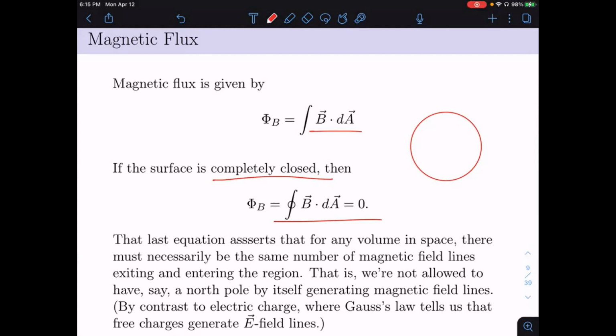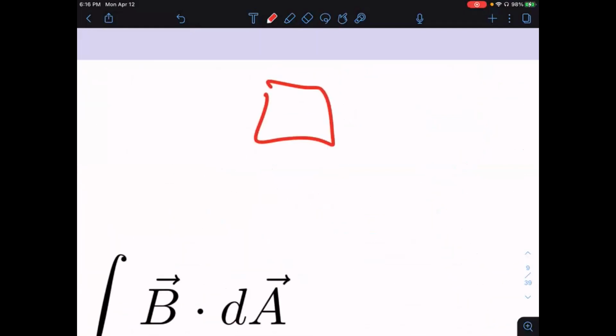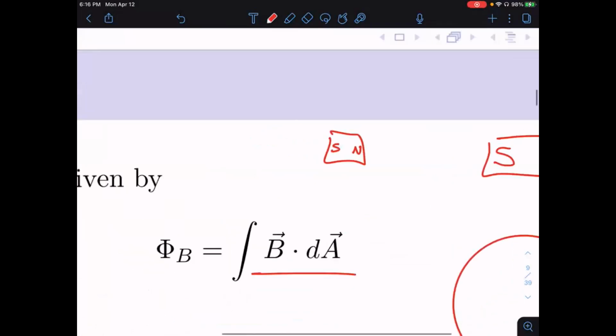The reason for that is given in this paragraph down here, but as far as a picture is concerned, it says that we're not allowed to have a north pole by itself generating magnetic field lines. Whenever I have a bar magnet, I've always got a north and a south pole. It's illogical and incorrect to say that I've only got a north pole somewhere. For every magnet, even if I made it really small, I would still have a north and a south pole, no matter how many times I cut it in half.